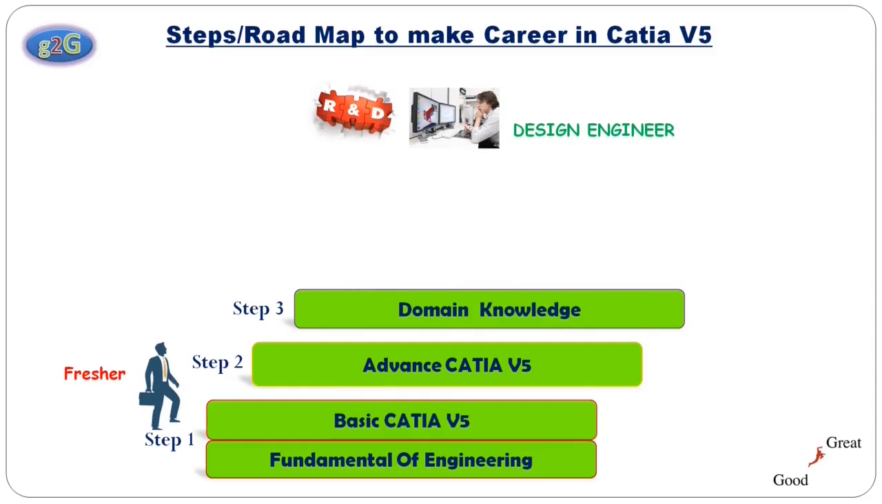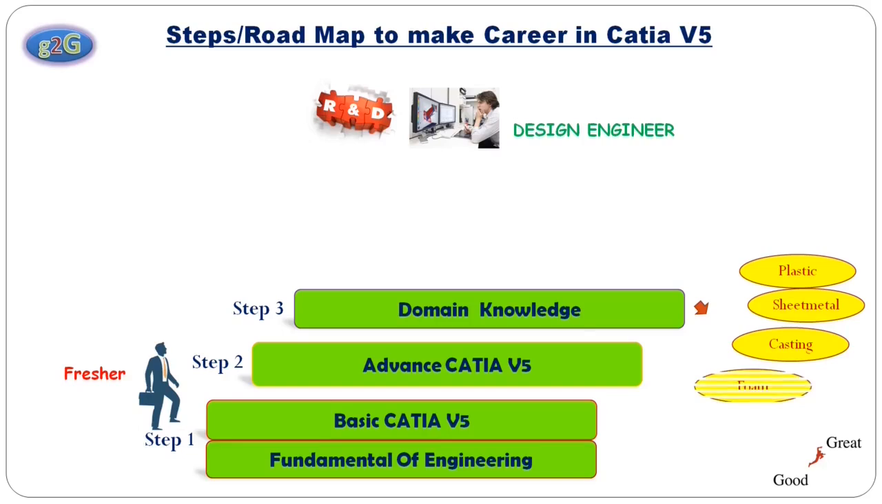Now, what is the objective of learning a software? If you want to design a product, we should be very specific about which product we are going to design. Whether we are going to design a plastic product, sheet metal product, casting product or foam product. To do this, we should learn at least one domain. It is expected by today's industry that you should know at least one domain.